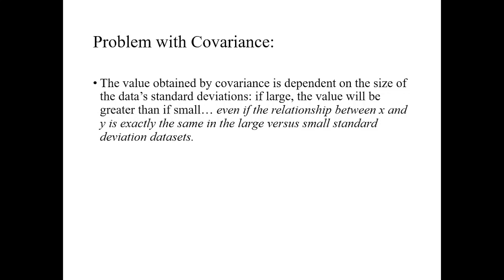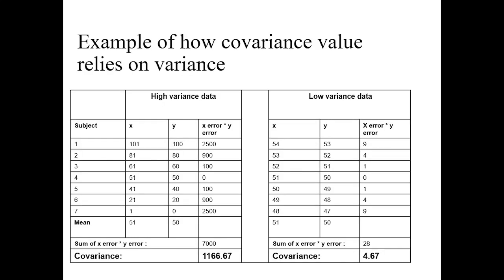This is the problem of covariance. The value obtained by covariance is dependent on the size of the data, the standard deviation. If the values are large, there will be greater covariance. If small, then there will be small covariance. That is, even if the relation between x and y is exactly the same, it differs in large versus small standard deviation sets. Here, the first table defines the higher covariance, whereas the second set defines lower covariance.